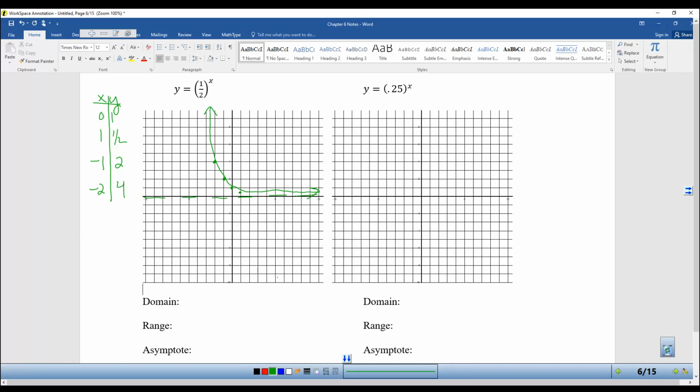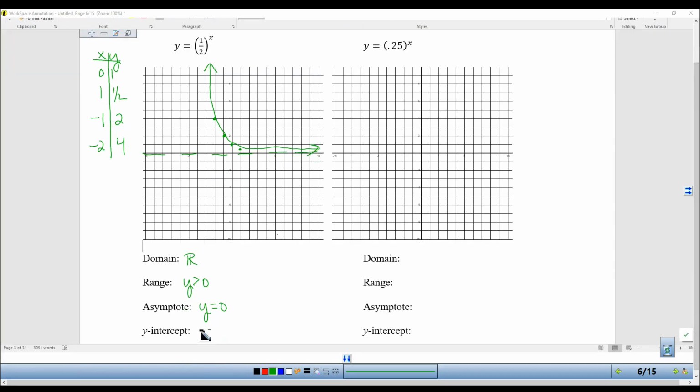Okay. Our domain is still all real numbers. Our range is still y is greater than 0. Our asymptote is still y is equal to 0. And the y-intercept is still (0, 1). So again, the base doesn't matter.